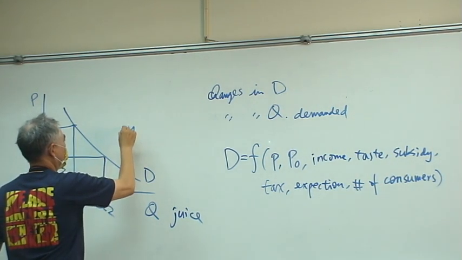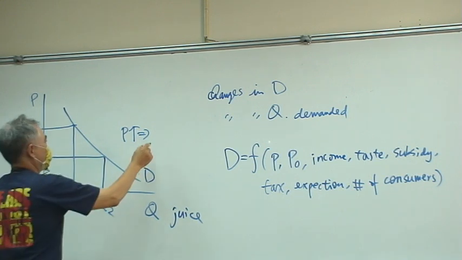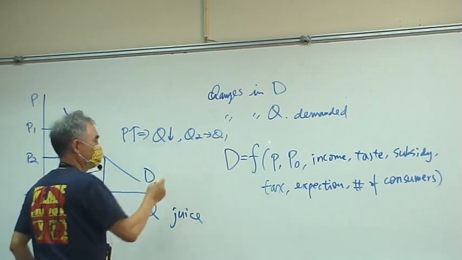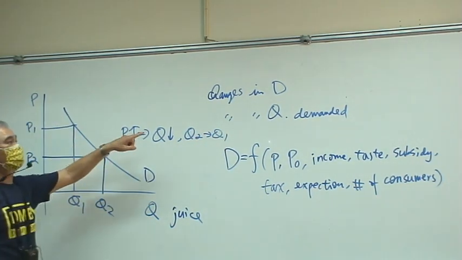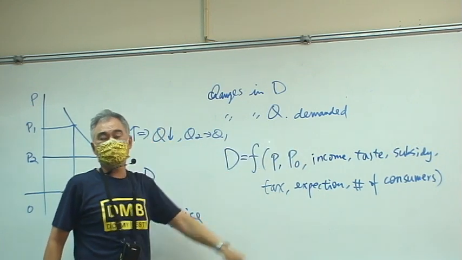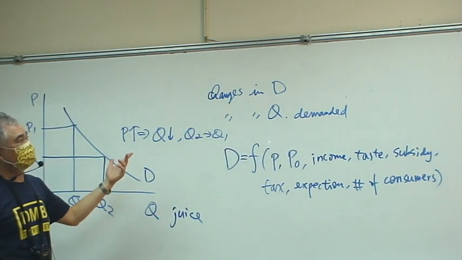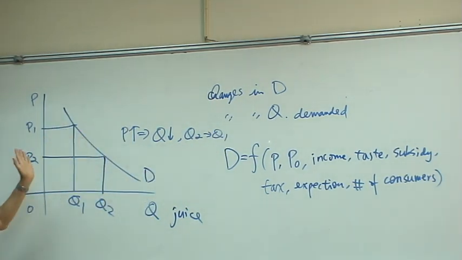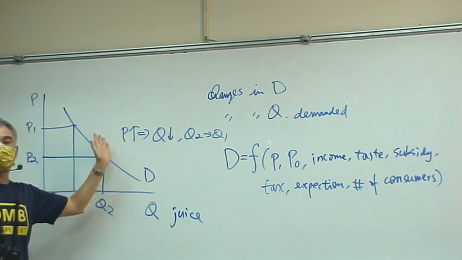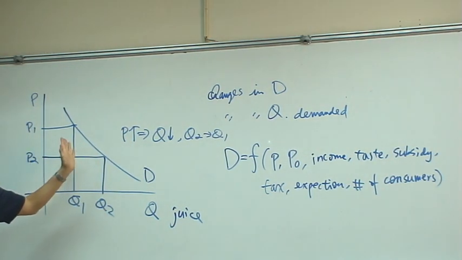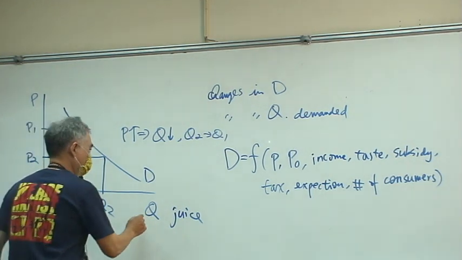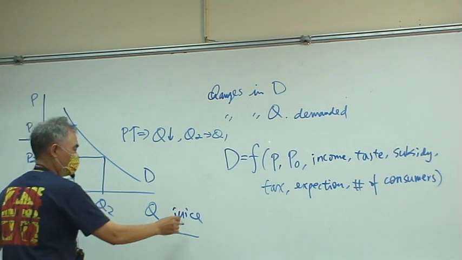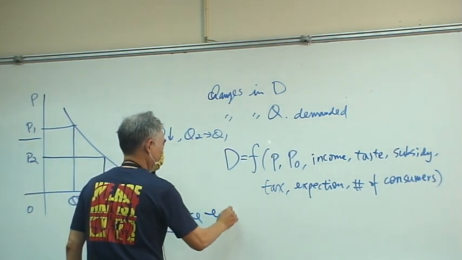So price goes up, quantity will go down, so from Q2 to Q1, right? And so this is changes in quantity demanded, okay? If you have something that is changes in demand, it will shift the curve. If something will shift the curve, it is because of an exogenous variable. So Q and P, okay, quantity of juice and price of juice, this is called endogenous variable.